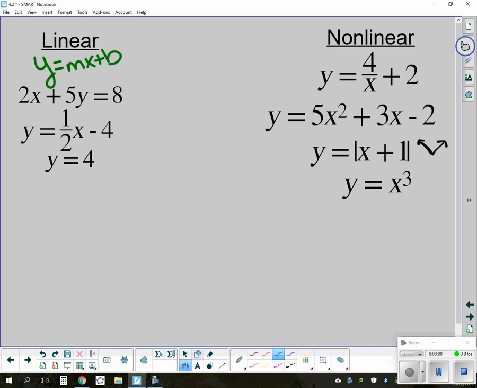So some things that definitely make it go nonlinear are variables in the denominator, exponents other than 1, and absolute value. Okay, so look out for those things. If you see those in an equation, you know they're nonlinear.